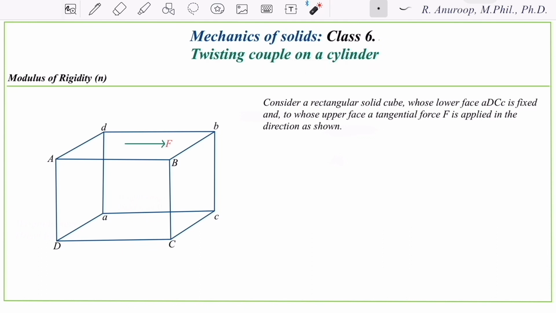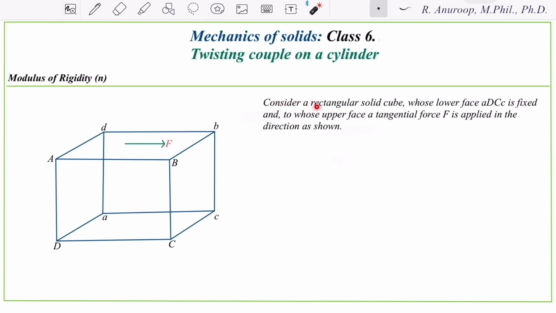Before studying the twisting couple on a cylinder, it is essential to understand what is meant by the modulus of rigidity. Let us have some idea about the modulus of rigidity.